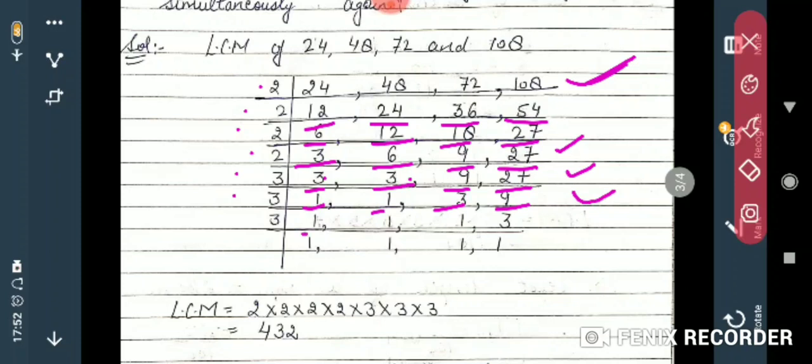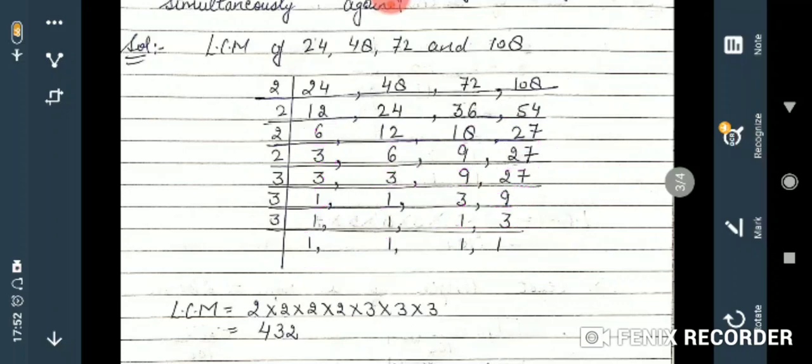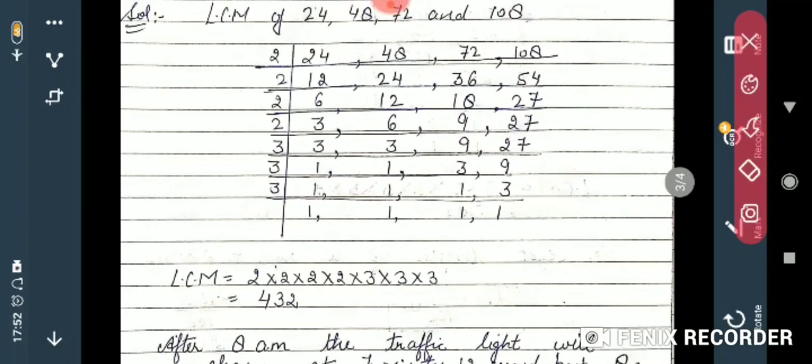3 ones are 3, 3 ones 1, 1, 3 ones are 3, 3 threes are 9. Again 1 3 is left. So 1, 1, 1. 3 ones are 3. So we get all 1. Now how can we find the LCM? Just multiply 2 multiply 2 multiply 2 multiply 2 multiply 3 multiply 3 multiply 3. What will we get? 432 what?